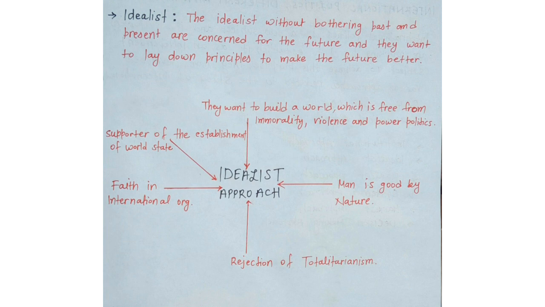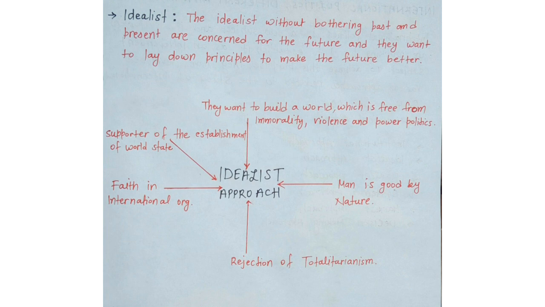Apart from that, the idealistic approach believes in faith in international organizations. There is the United Nations, the European Union, UNESCO, G7, G20, and so on. They have good faith in international organizations. They believe that these organizations promote peace and maintain law and order in the world. They are also supporters of the establishment of a world state. One curious thing in their ideology is that they support a world state with a world government.